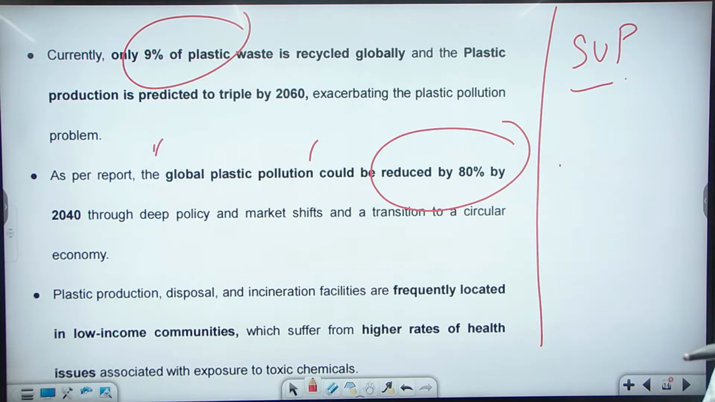Similarly, in daily-use plastic, we use plastic spoons. Even when you are drinking soft drinks of 10 rupees or 20 rupees, you get a plastic straw. Now that has been replaced by the paper straw.